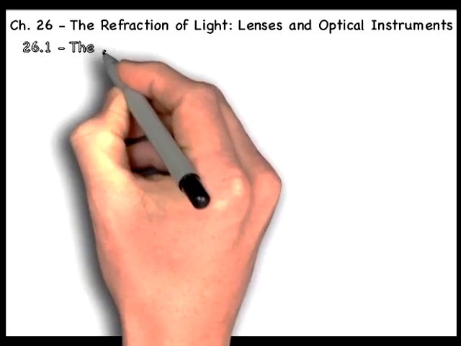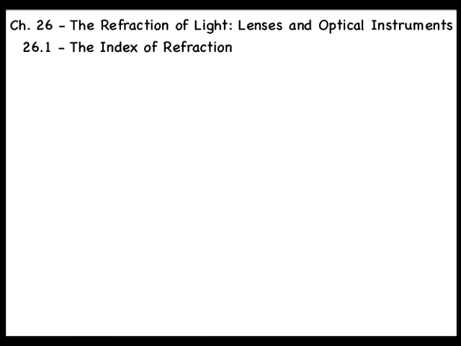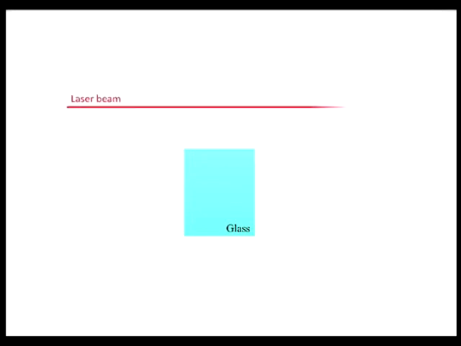In this chapter, we discuss the refraction of light and how lenses and optical instruments utilize this phenomenon. We start by defining the index of refraction. Consider a highly directional beam of light, such as that emanated from a laser.